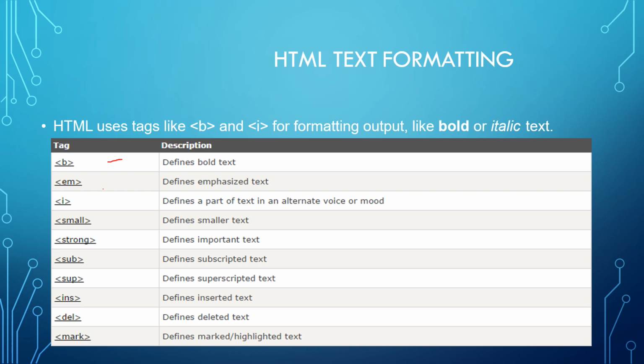Bold and emphasis: bold will make the data appear bold, italics will make it slanted, and small will make the data appear smaller in size. Strong means we are going to define some important text. Sub means subscript, that means writing at the base. Super means superscript, like writing X square. When I have to insert some data, I can use INS. If I want to delete, then I use del. And if I want to mark the data, I will use mark. There are many other options also available, but because this is just the basics of HTML, I am discussing only this much for formatting.